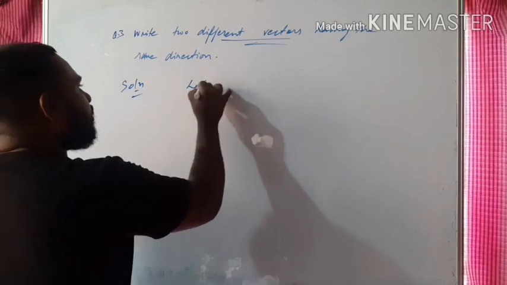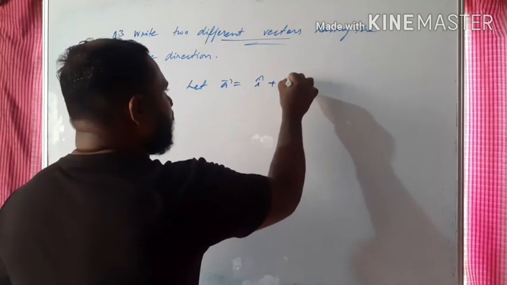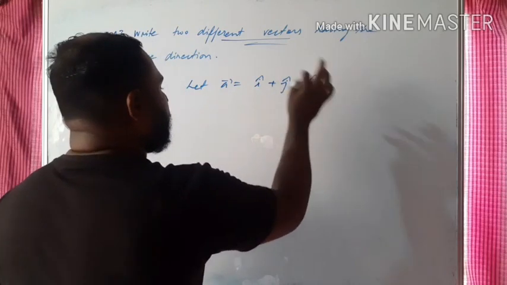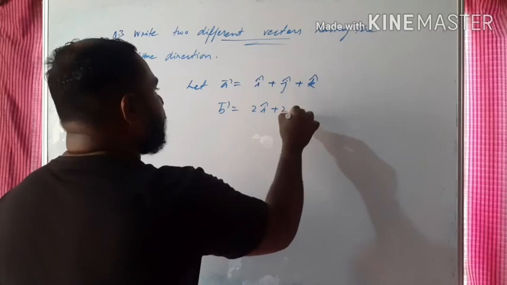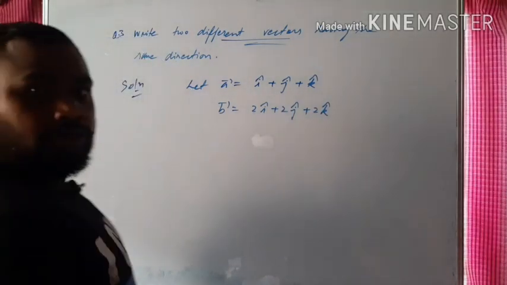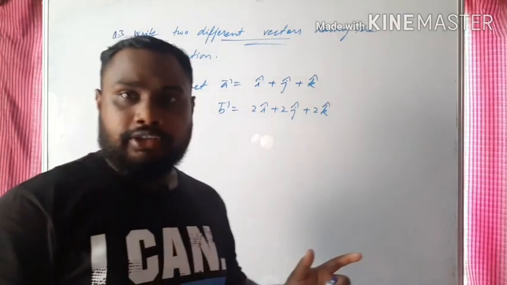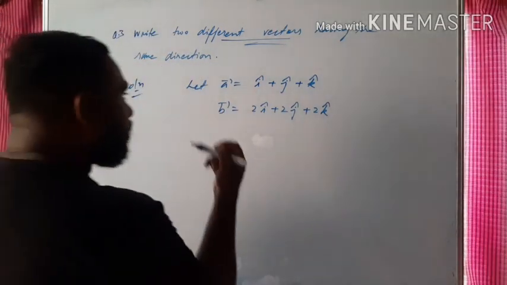So let me take two vectors. Let a is equal to, say for example, I am taking i plus j plus k only, and say b vector is 2i plus 2j plus 2k. Okay, so these two vectors are different. Let me find the direction cosines.